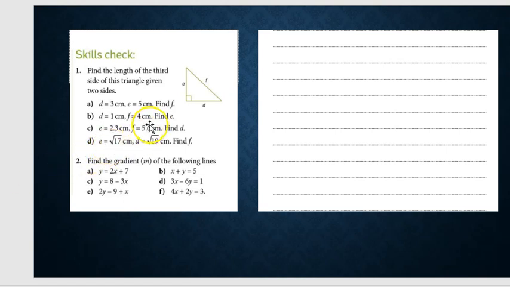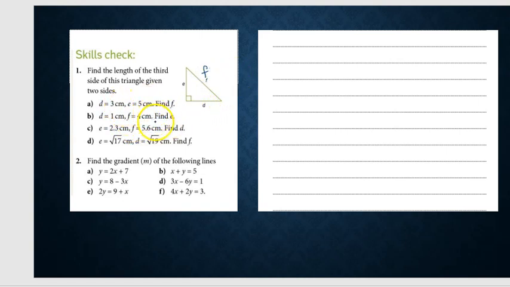Try to check your skill. How do you find the length of the third side of this triangle? So we have our triangle with sides D, E and F. This is side F, and you are given D and E.